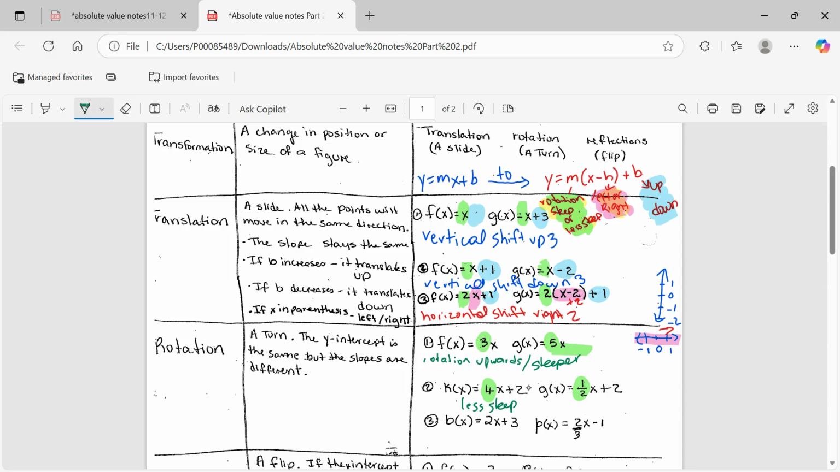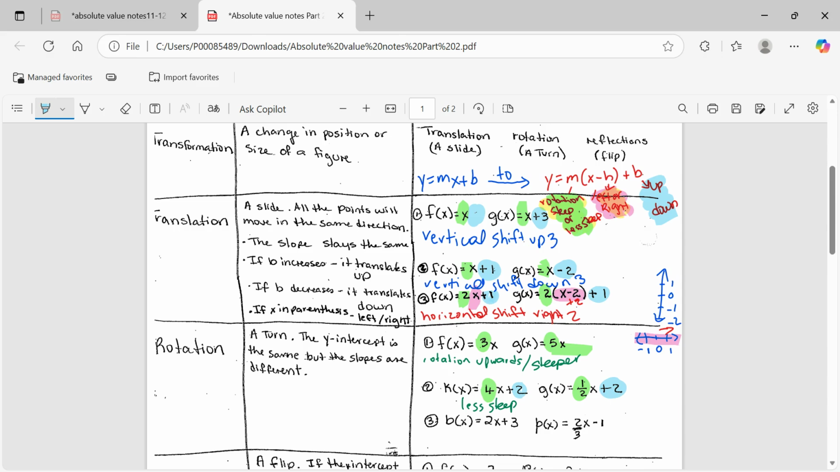And then I see no parentheses, so it's not left or right. I come on out here to the blue, to the y-intercept, and the y-intercept is the same, so it's not up or down. I'm good.